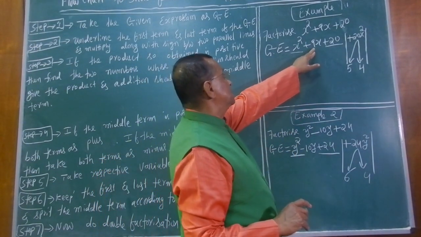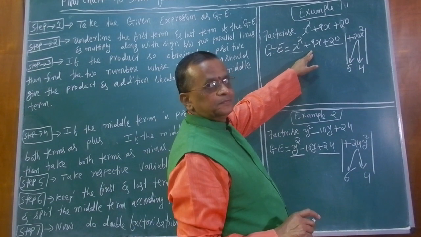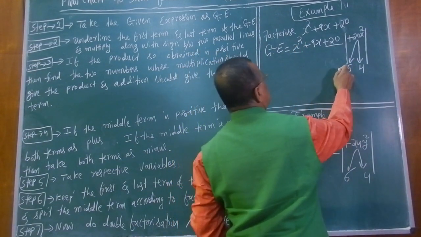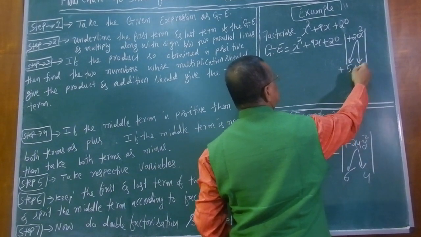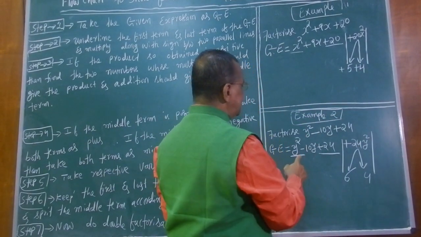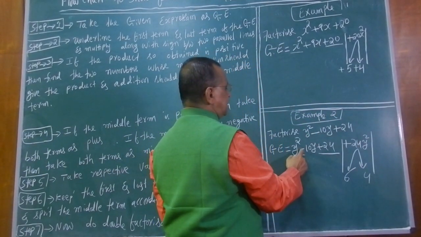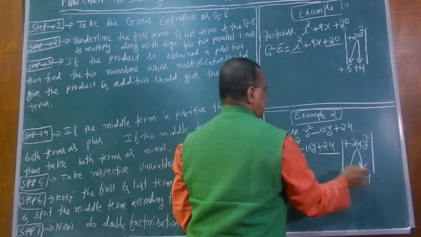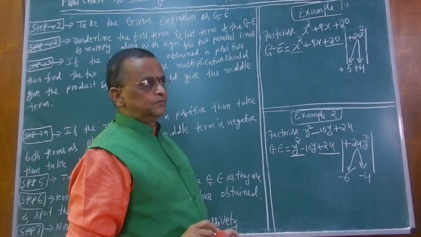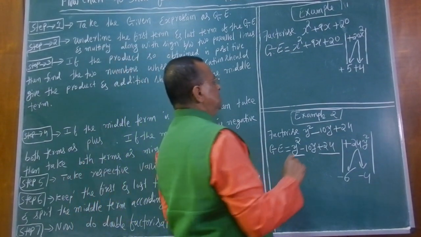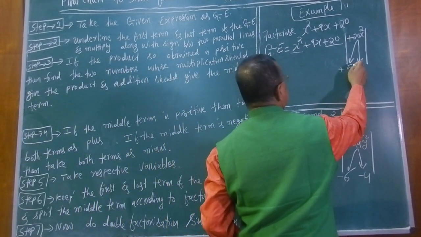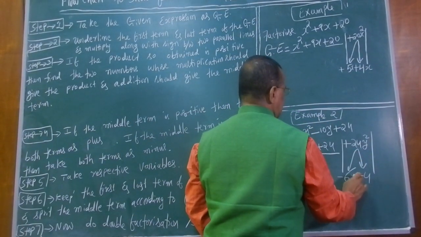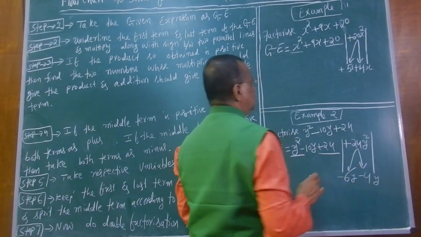Since the middle term in the first example is plus, we have to take both terms as plus. In the second case, the middle term contains a negative sign, therefore we take both numbers as negative. And finally, we take the respective variables. Here the variable is x, we take x. Here the variable is y, therefore y.